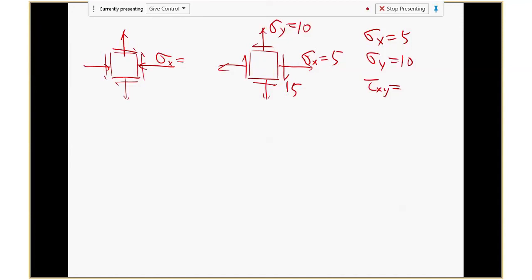Why is it positive? It's negative, because this is a positive surface and the shear is against the y direction, so that's a negative, right? So tau is negative 15. You already told me last example, negative 10, right? So here just change to negative 15. Yes.